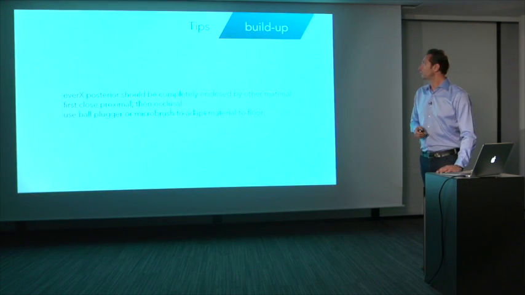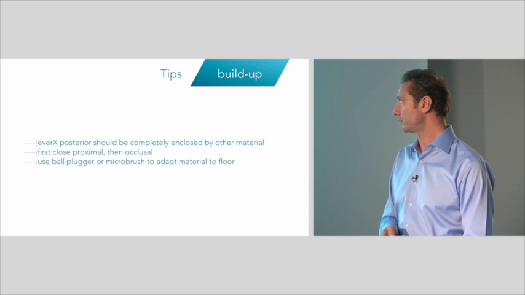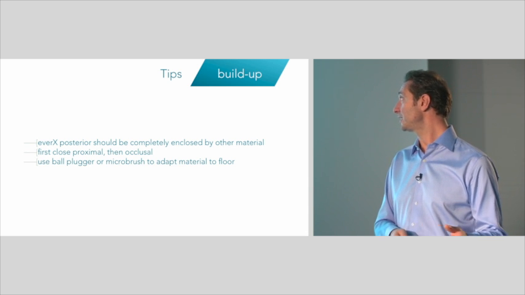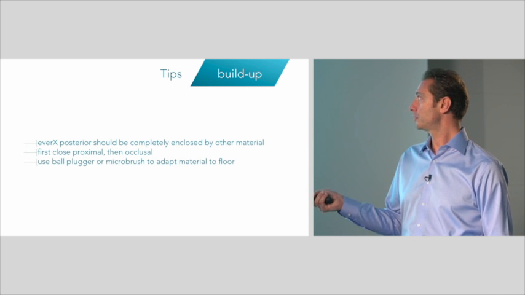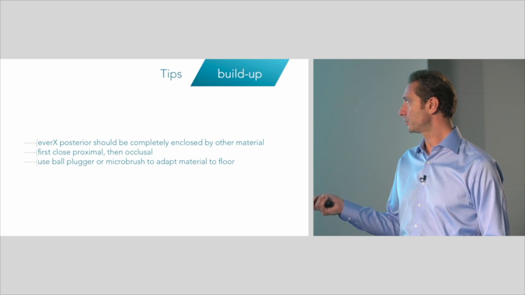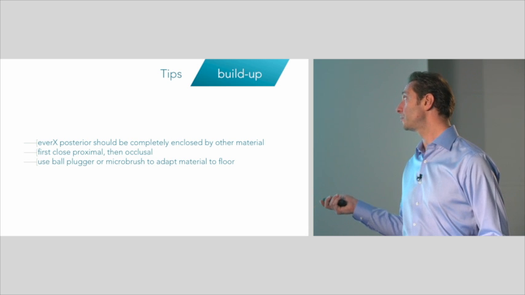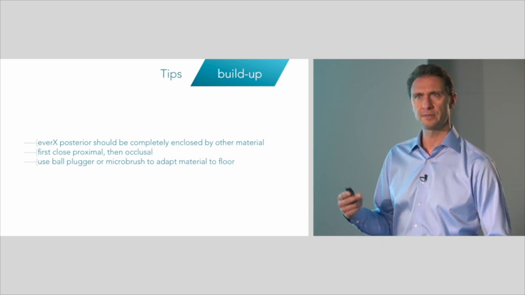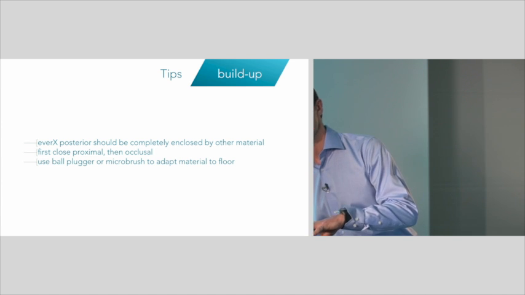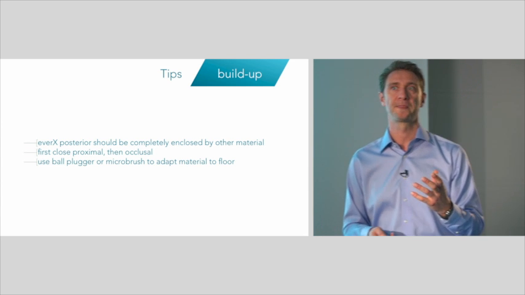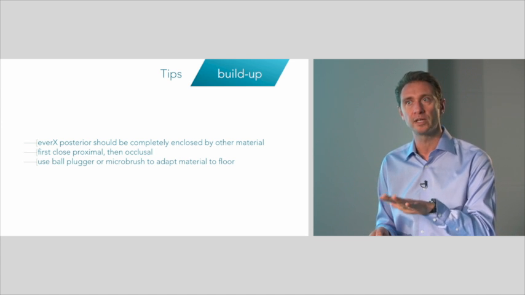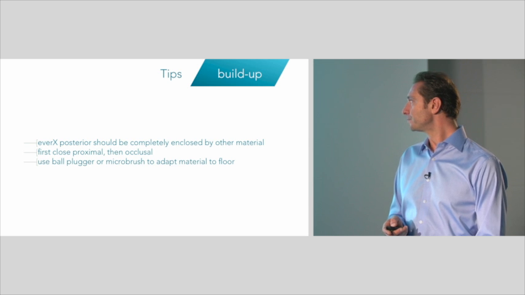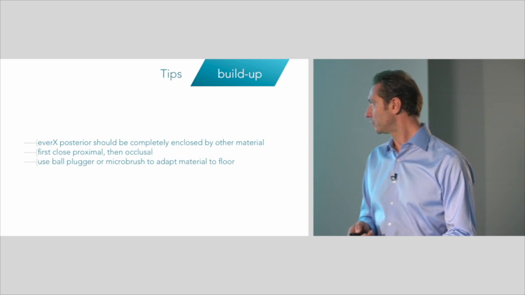Now, in relation to the ever-exposterior material, as I said before, it should be completely enclosed by the other material. First close the proximal, then do the occlusal. Use a ball plugger or a micro brush to adapt the material to the floor. It's a material that has fibers inside, so it's not a flowable material. You will need to give it some time and manipulate it to adapt well to the floor.